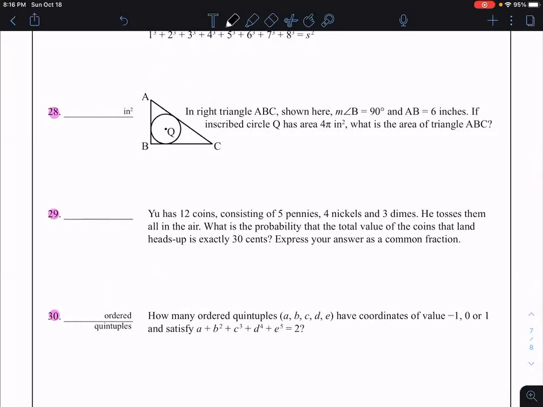What's the area of triangle ABC? Okay, so first we want to find what the radius of the circle is. We know that pi r squared is equal to 4 pi, so that means r is equal to 2. So our radius is 2.